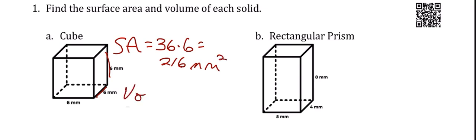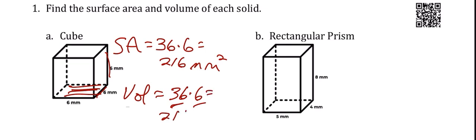Okay, let's go to the volume. The volume of a cube is equal to the length times the width times the height. So the length times the width would be 36, times the height would again give us 36 times 6, because that's length times width times height. But this time the volume is in terms of cubic units.